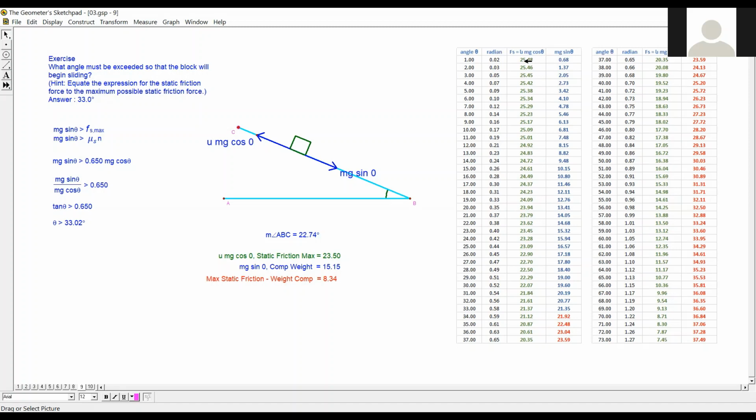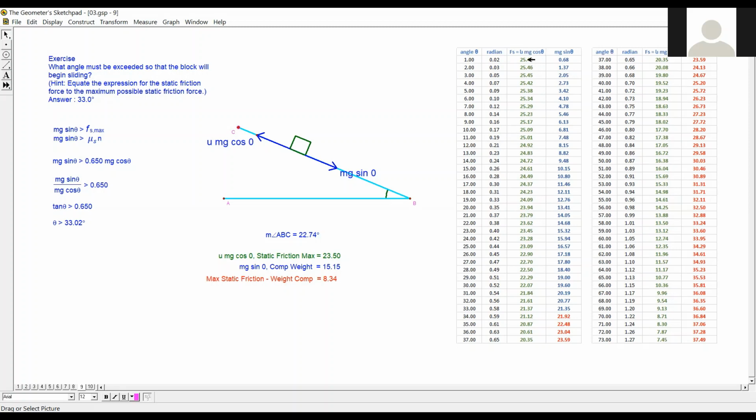Now, why did I put the radian here? Because the Excel worksheet cannot accept angles in degrees. They only accept the angle in radians. So in the Excel worksheet, I have to convert degrees to radians. Then from radians, I substitute inside this formula here.